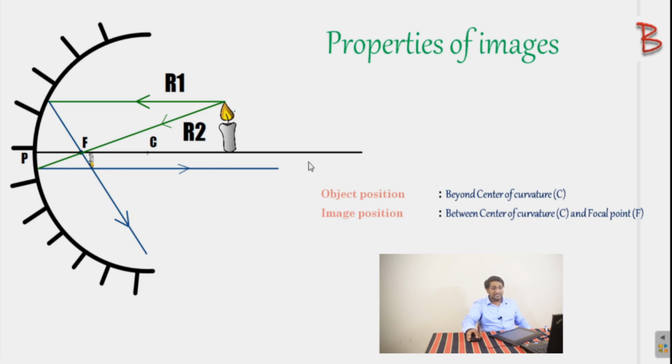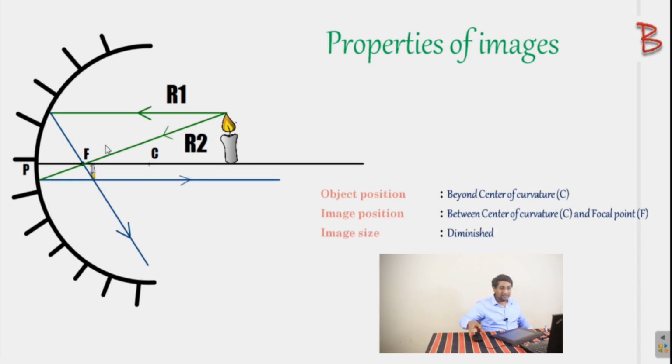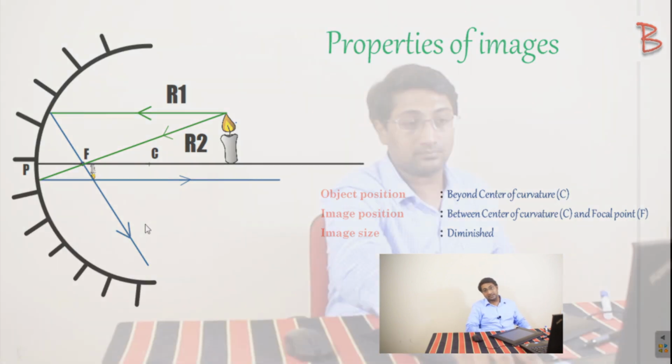Object is beyond C and the image position is between F and C. And what about the size of the image? It has diminished. It's smaller than the object. We use the word diminished. So that's what I have over here. Now, is it erect or is it inverted? If it is similar to the object's orientation, that means flame upwards, then we call it an erect image. Since it is reverse, as you can see, it's in the reverse position, we call it inverted.